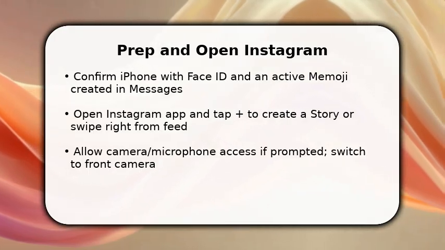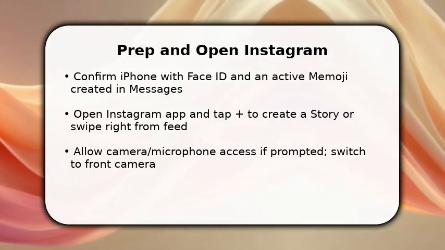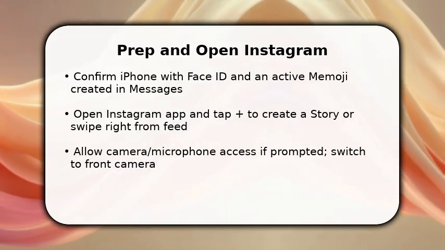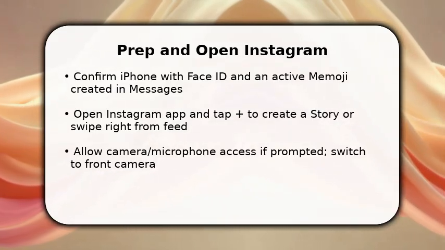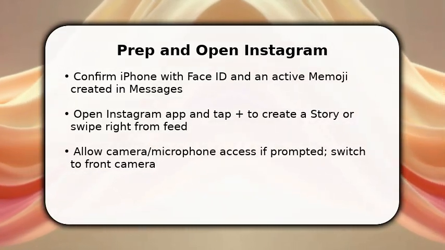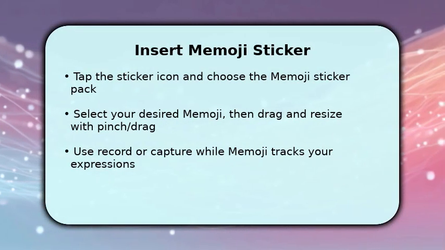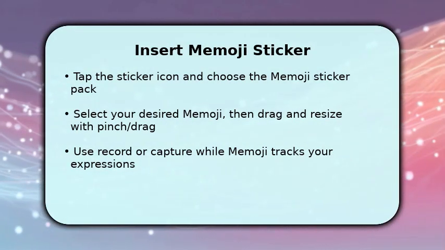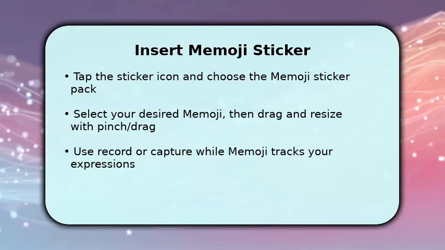Next, pause on the camera screen and locate the sticker icon at the top. Make sure camera permissions are granted so Instagram can use your device sensors and facial tracking. Tap the sticker icon, then scroll to find the Memoji or emoji sticker options. Choose the Memoji you want.